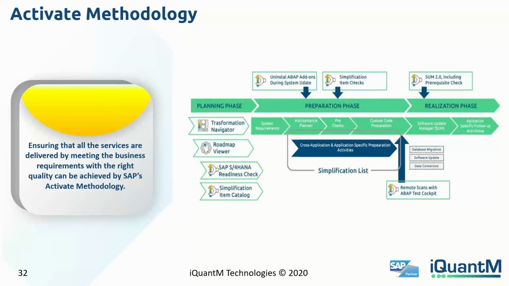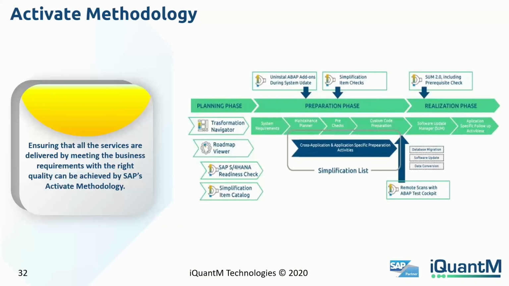For the project governance, SAP advocates that when we convert, we use the Activate methodology. The SAP Activate methodology for the conversion has 3 phases. It has a planning phase, a preparation phase, and a realization phase. I know Lokesh has said a lot about these tools, but I just want to mention 1 or 2 of them that are quite important.